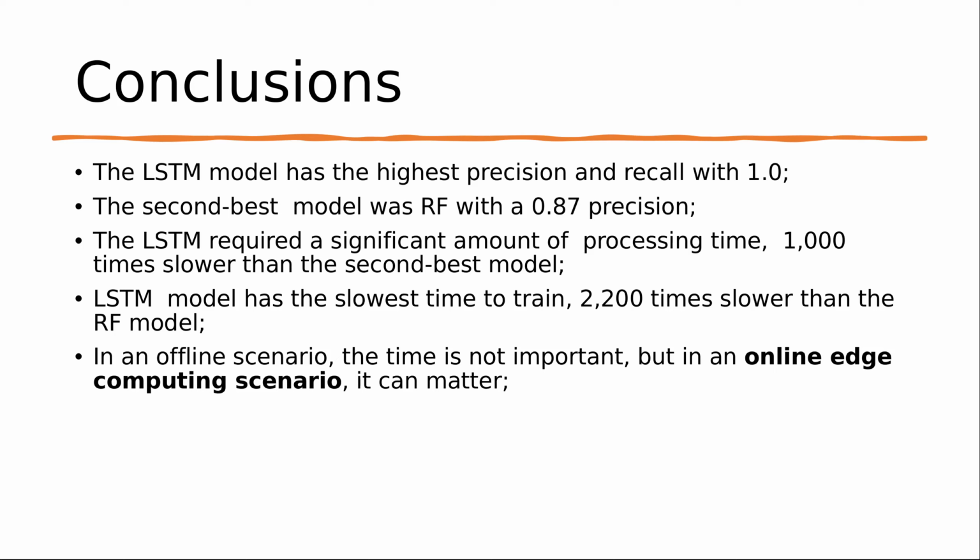Now we have some conclusions about the results. The LSTM model has the highest precision and recall with 1.0. The second best model was the random forest with 0.87 precision, and the LSTM required a significant amount of processing time, 1000 times higher than the second best model. The LSTM model has the slowest time to train, 2200 times slower than the random forest model. In the offline scenario, the time is not important, but in an online edge compute scenario, it can matter.